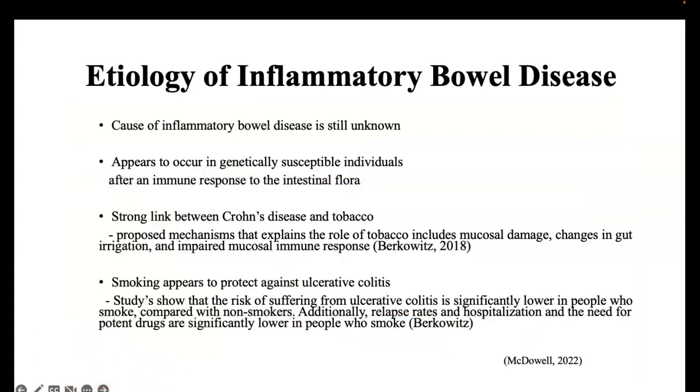The etiology of inflammatory bowel disease is still relatively unknown. It appears to occur in genetically susceptible individuals after an immune response to the intestinal flora. A strong link between Crohn's disease and tobacco smoke exists. The proposed mechanism that explains the role of tobacco in Crohn's disease includes mucosal damage, changes in gut innervation, and impaired mucosal immune response.